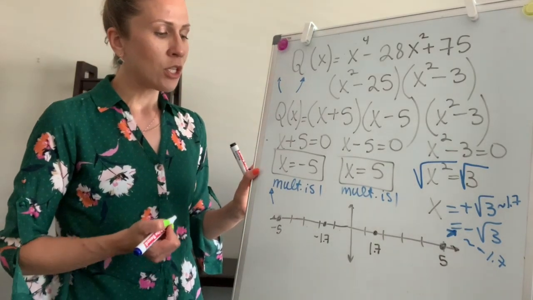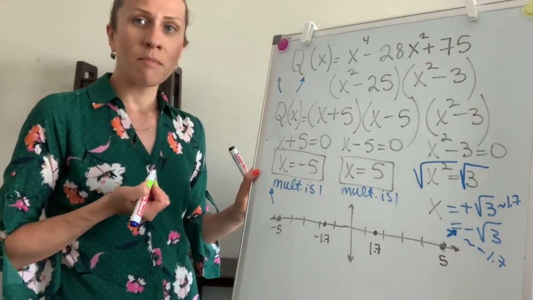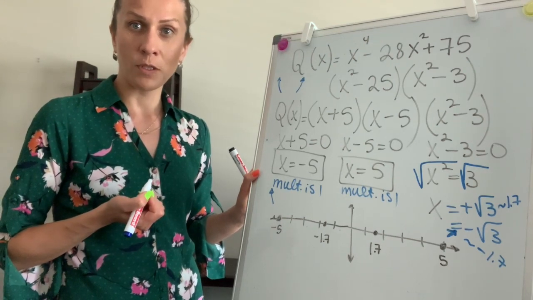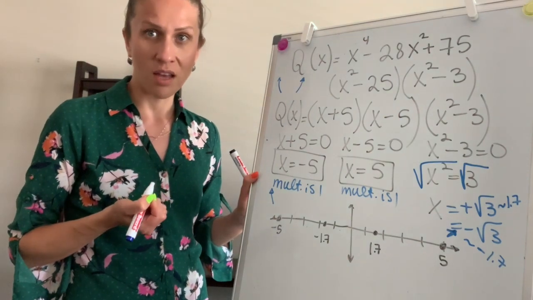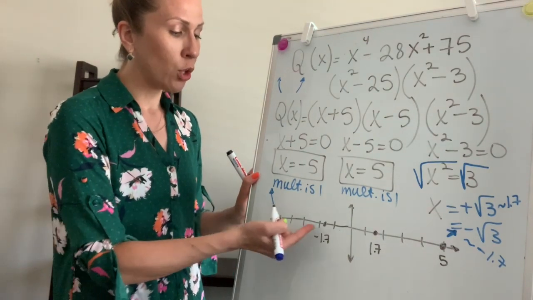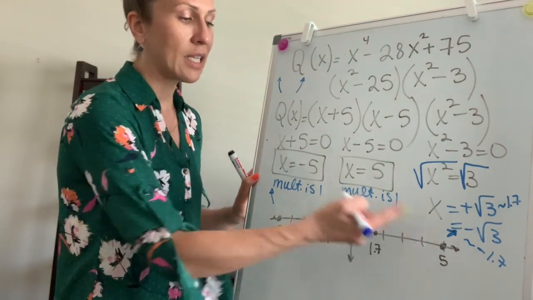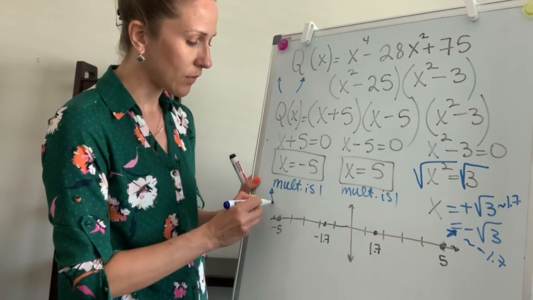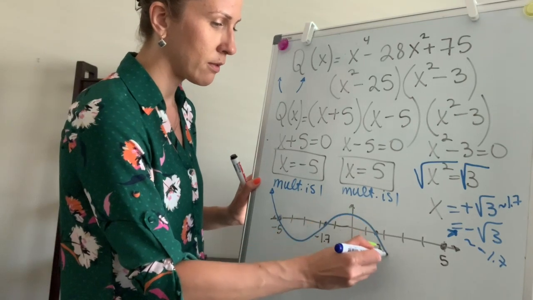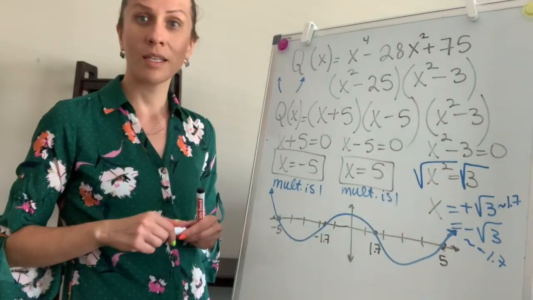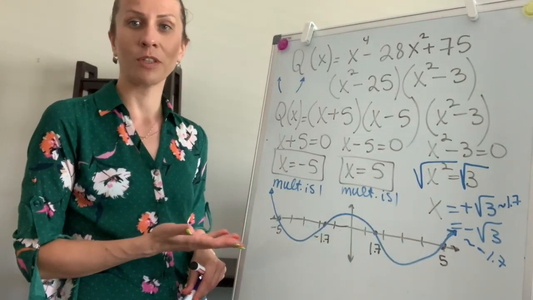Given that the multiplicity of each of the four zeros of our polynomial function is 1 and it's odd, the graph will cross the x-axis at each one of these zeros. So I'm going to do just that. And here is the sketch of the graph of our polynomial function q of x.